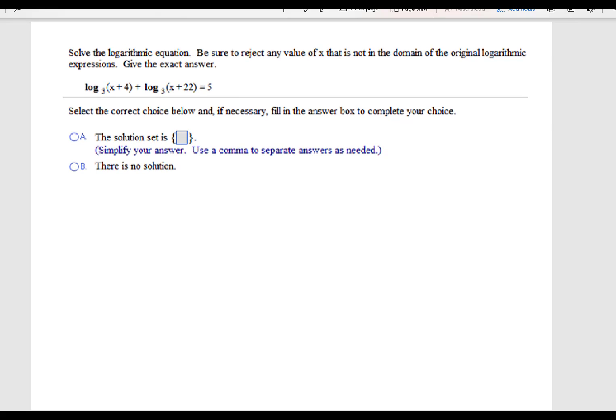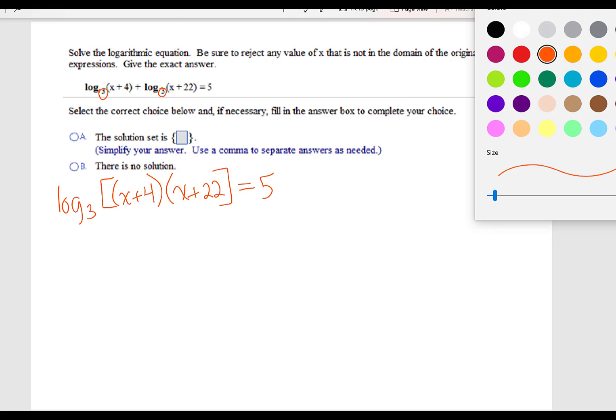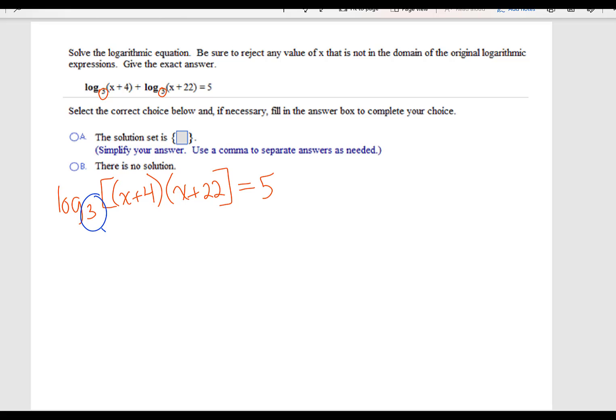Okay, same approach here. We're going to have to condense these. They both have the same base, so I'm able to do that. So log base 3, it's going to be the product of each of the values we were taking the log of. Once I have it condensed, I can write it in exponential form. 3 raised to the 5th power equals x plus 4 times x plus 22.